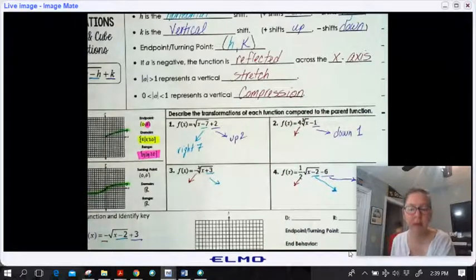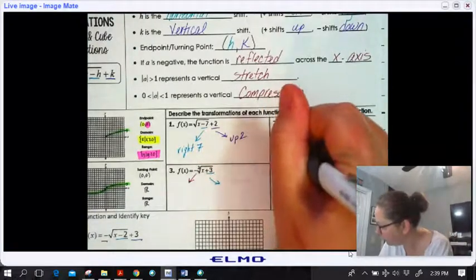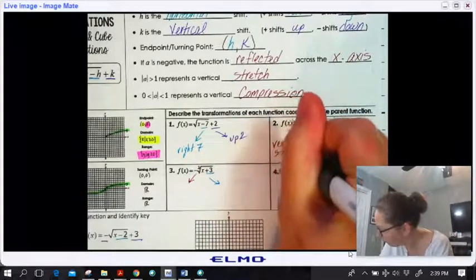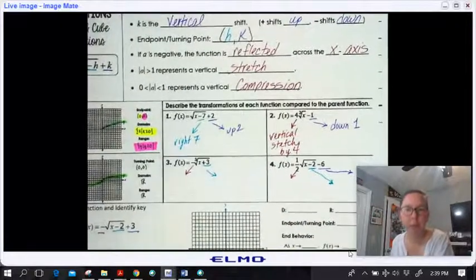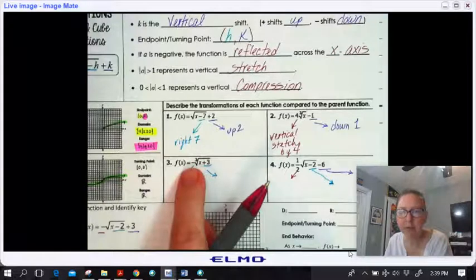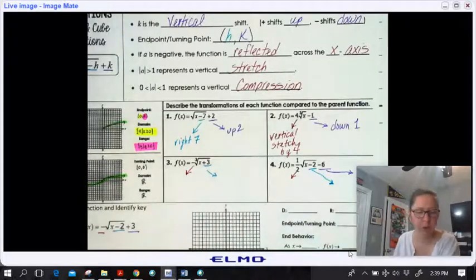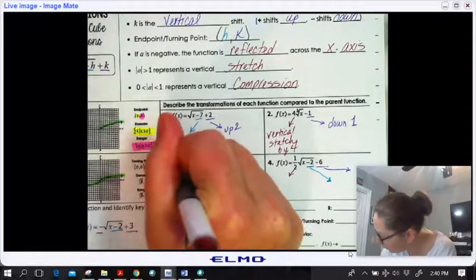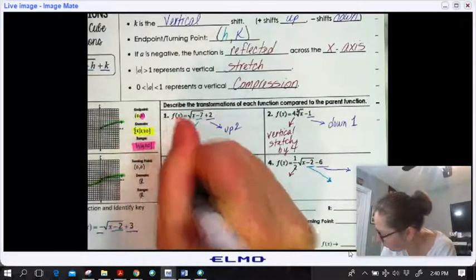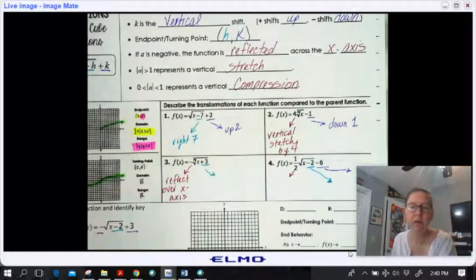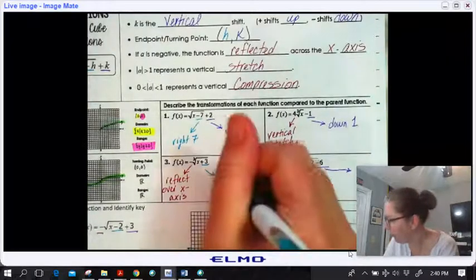And my A value is a 4. So it will be a vertical stretch by 4. Okay, example 3. I see a negative outside in front of the root, and so that's like a -1. So that tells me that this function will reflect over the x-axis. Then inside my root, I have this plus 3. So this is going to shift my function to the left 3.